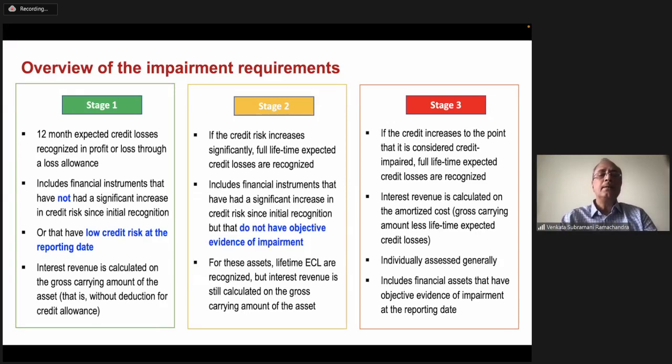But when the credit risk increases significantly, it moves from stage one to stage two. Now there is no specific definition in the standard as to what is meant by significant increase in credit risk.